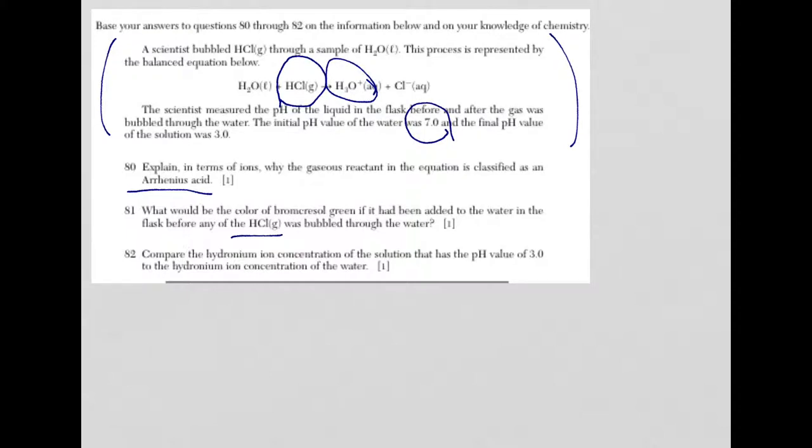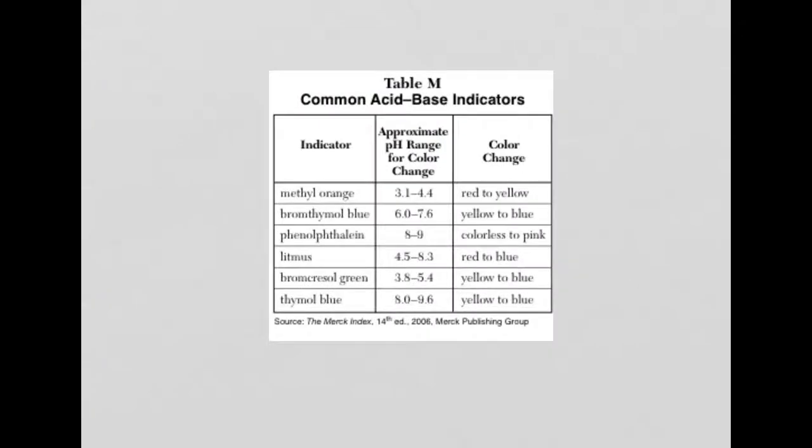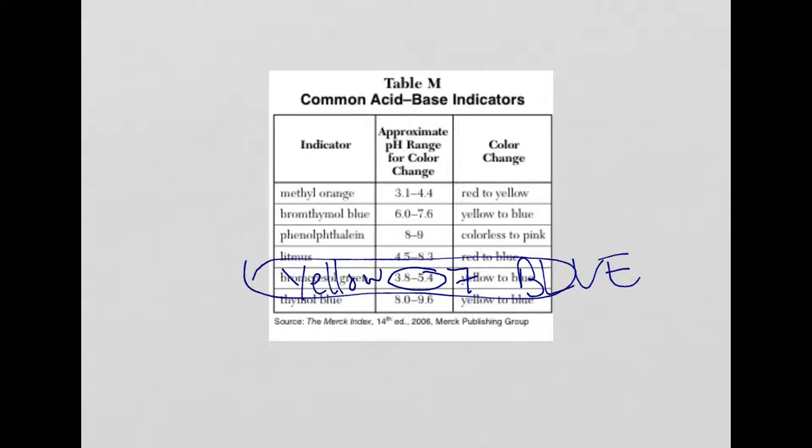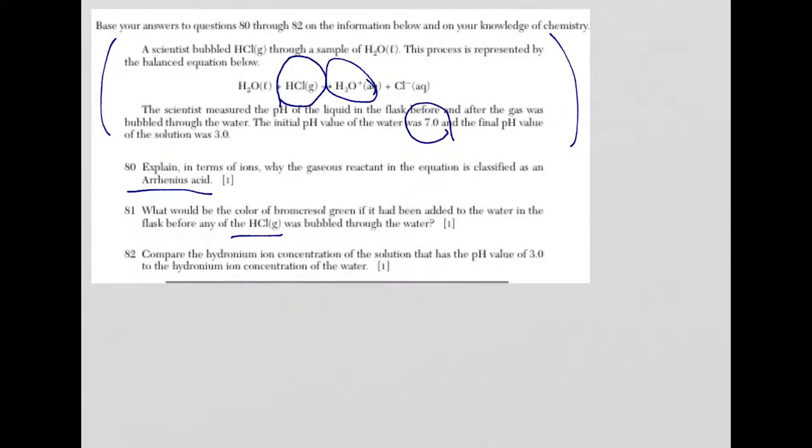I have to go to the reference tables and find bromcresol green. And I'm looking at what the color would be at a pH of 7. Well, 7 is higher than this transition of the colors. On the left, it would have been yellow. And, of course, greater than 5.4, is blue. So guess what? The color here would be blue for 81.